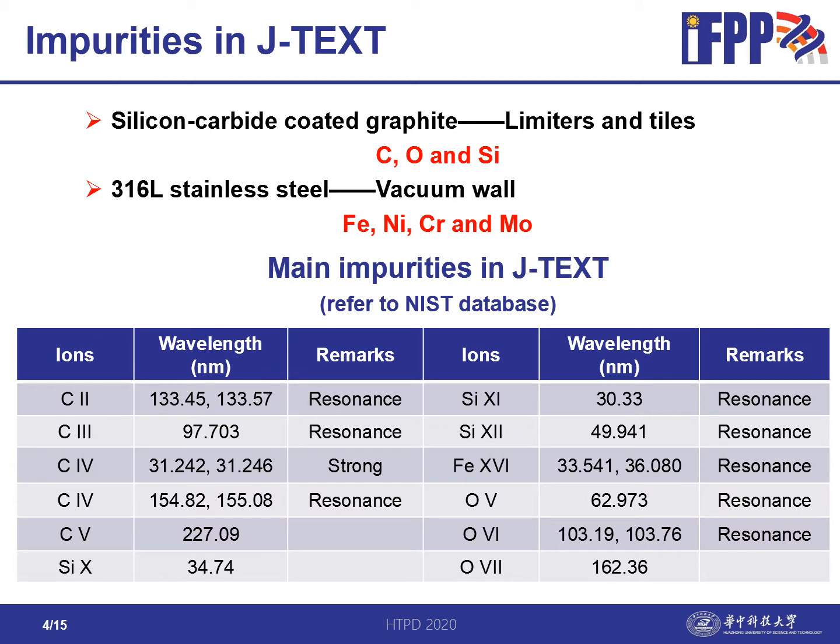The JTAC tokamak has a circular plasma cross-section, and its minor radius can be adjusted by limiters. The limiters and the tiles are made of silicon carbide-coated graphite. The material of the vacuum wall is stainless steel, so there are abundant lines for the intrinsic impurities such as carbon, oxygen, silicon, iron, nickel, and so on, as shown in the table below.